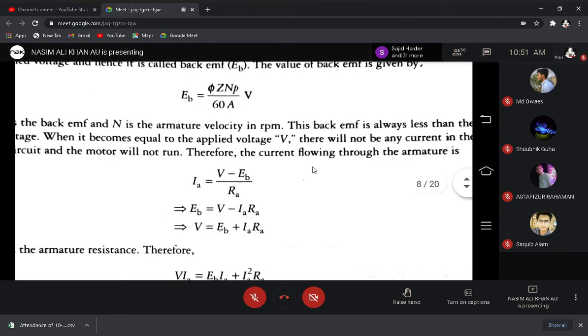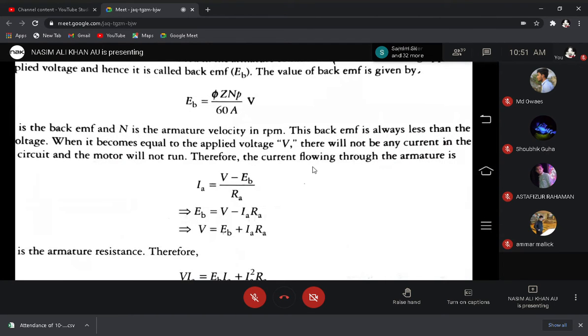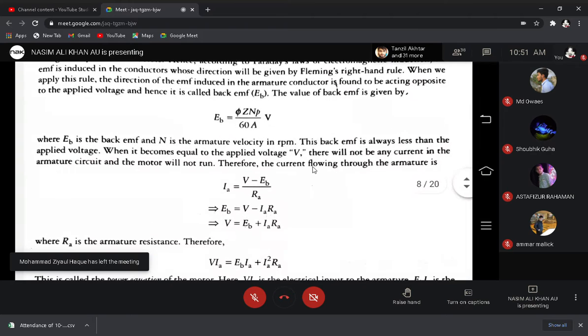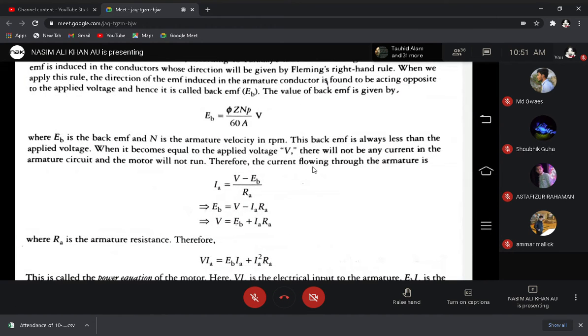In this expression, we can find the relation between back EMF and applied voltage. Always remember that the back EMF is less than the supplied voltage. When the values of V and EB are equal, there won't be any current, and the motor will not rotate. Got it? So from I equals V minus EB by RA, EB equals V minus IA RA, so V equals EB plus IA RA, if you just change sides.